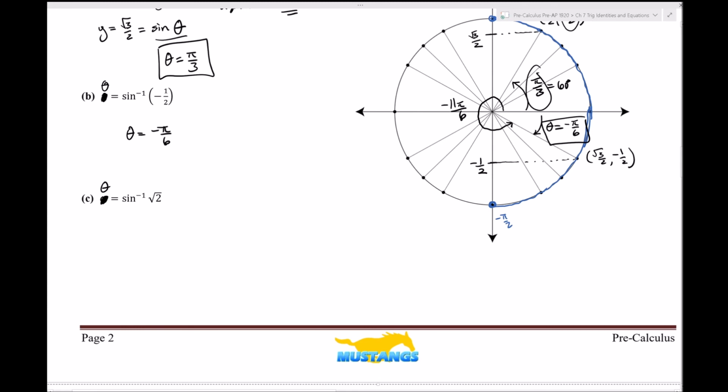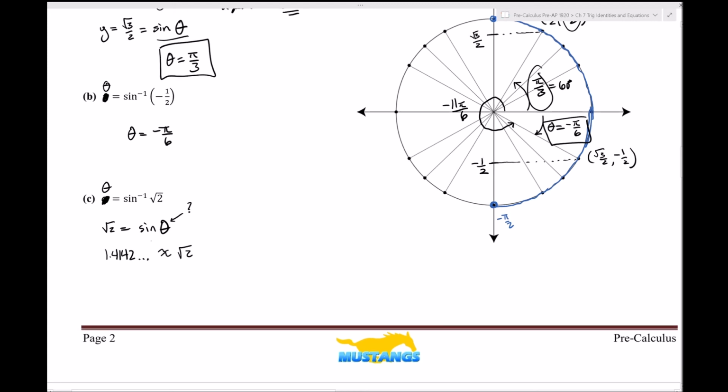So we'll look at letter C. Theta is equal to sine inverse of square root of 2. So if I rewrite that, square root of 2 is equal to sine theta. So is there a theta that makes sine equal to square root of 2? If you have a little bit of number sense, square root of 2 is a number bigger than 1. 1.4142 something is what square root of 2 is approximately equal to. It keeps on going, in a random pattern. So the problem is, does sine ever correspond to a y-coordinate that's equal to 1.41-ish?